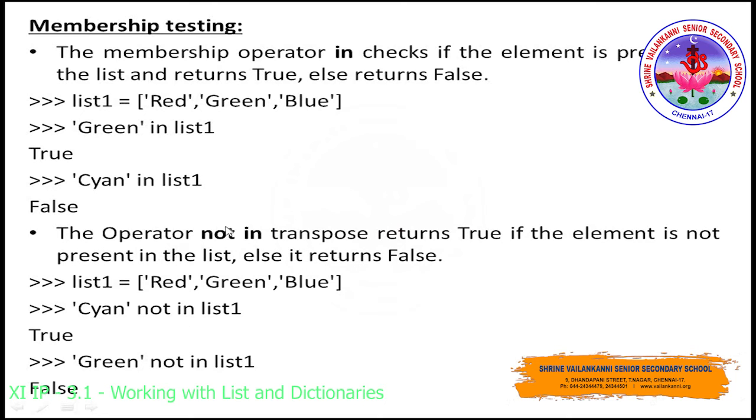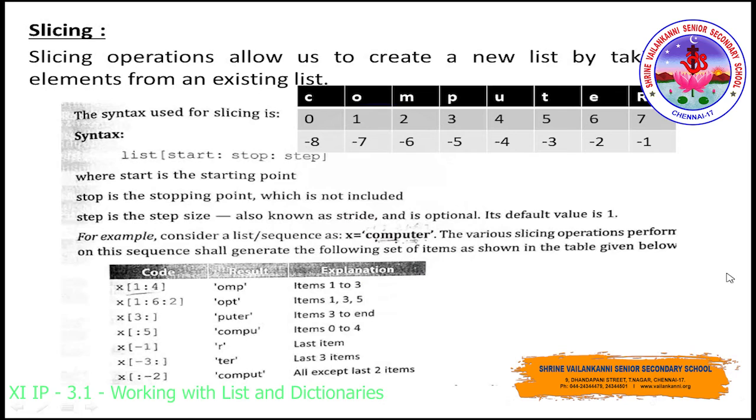Similarly, when you make use of the not in operator, here they are checking sienna not in list1. Yes, it is not in list1. So it will return true. And green not in list1 means it is there. How can we say it is not there? So it will return false. You understood the difference.